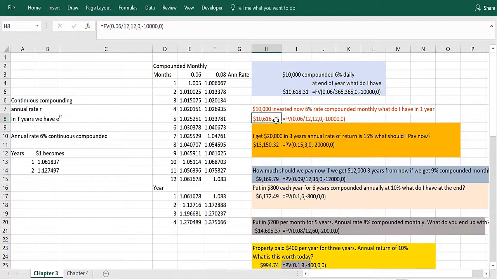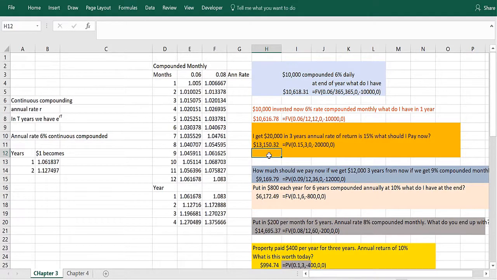Okay, so you have $10,000 invested now at 6% rate, compounded monthly, not daily. What do you have in a year? Well, then you take the annual rate divided by 12 because there's 12 months, and then you'll match this right here. And you have $10,000 now, you put a minus 10,000 there.